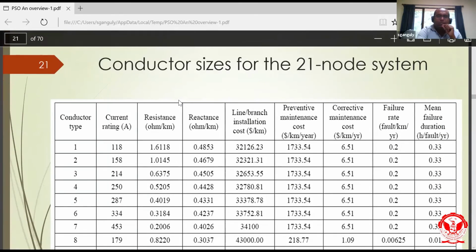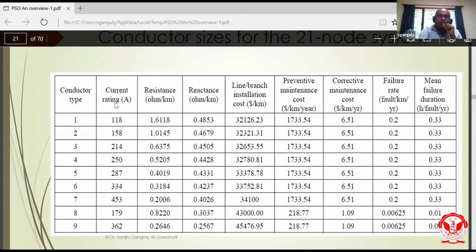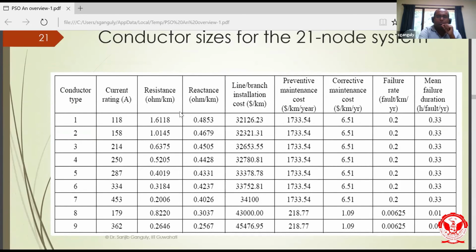These are the conductor sizes which we need to choose to construct the distribution lines. There are 9 conductor types. You need to choose any one of the conductors, and accordingly its resistance and reactance information are given, and its installation cost, maintenance cost, failure rate and repair duration are also given. The last two are basically reliability data from which you can find out the reliability of the network.